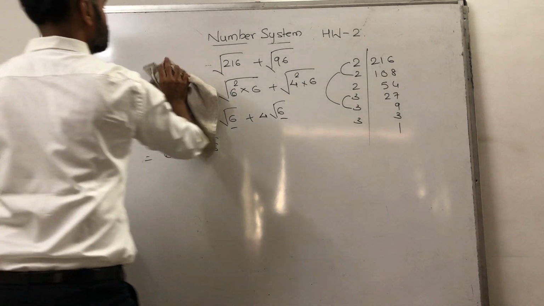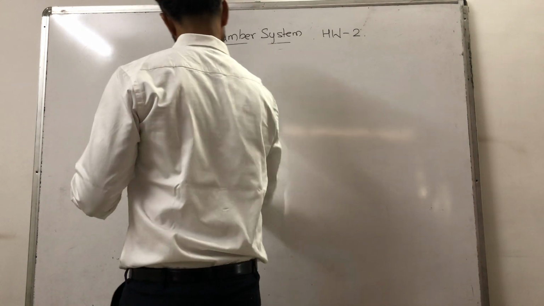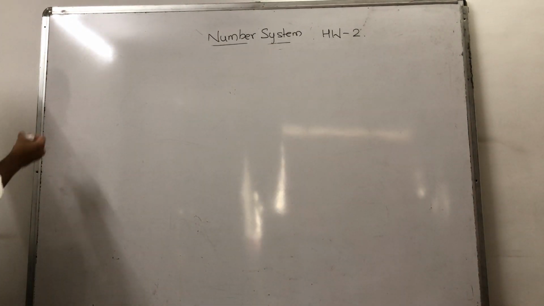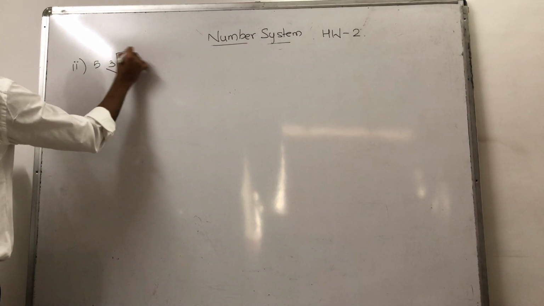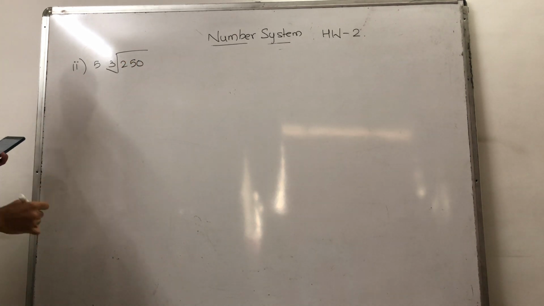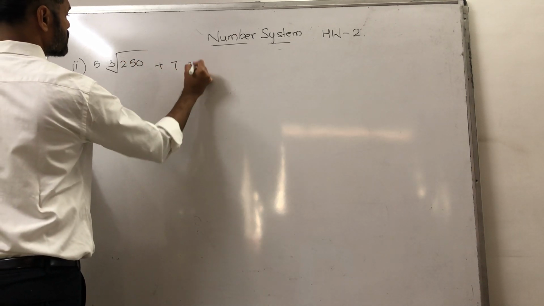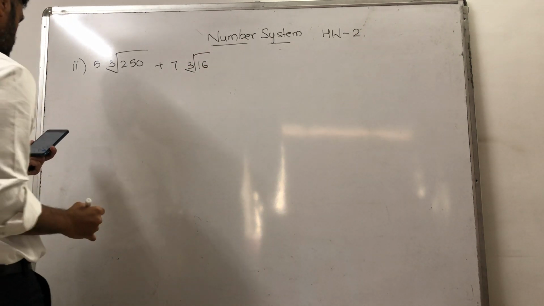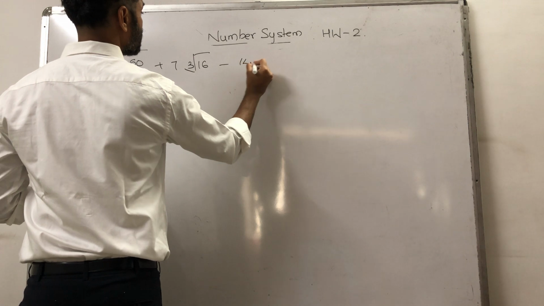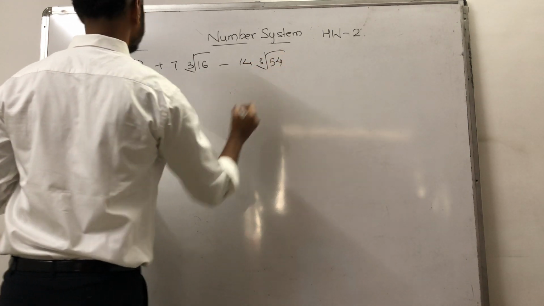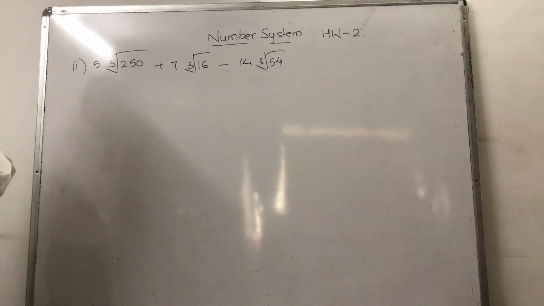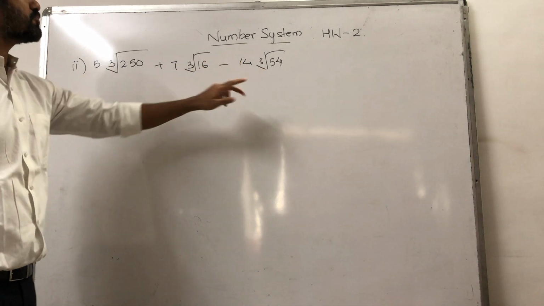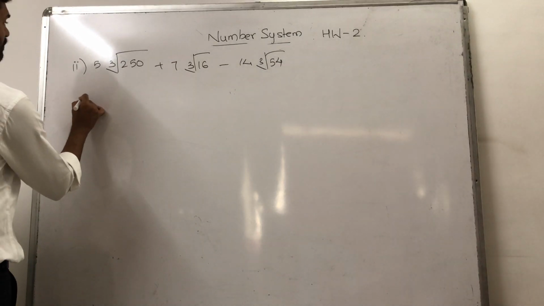Let's look at the second sum of question number 9. The second sum is 5 times cube root of 250 plus 7 times cube root of 16 minus 14 times cube root of 54. In the previous sum there was square root, so we found the biggest perfect square factor. Here if you notice we have cube root, so we are going to find the biggest perfect cube factor.